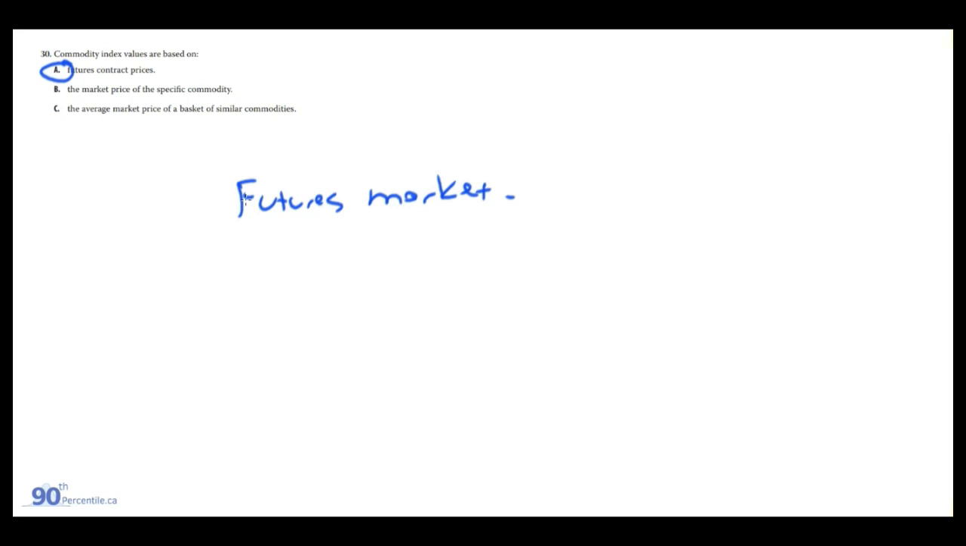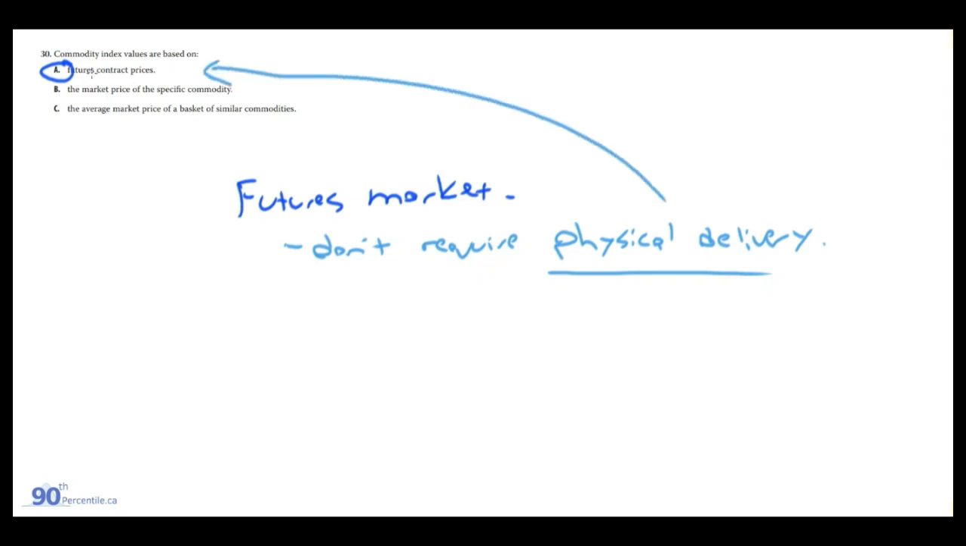So your hedge funds and your institutional investors and all that will typically just engage in futures contracts, which don't always require physical delivery, which is a big thing, right? If you want to gain exposure to oil prices, but you don't have refineries, then you're going to have to trade in the futures or forwards markets. But like I said, we'll dive into it a little bit deeper. This is the main reason why commodity indexes are based on futures prices.